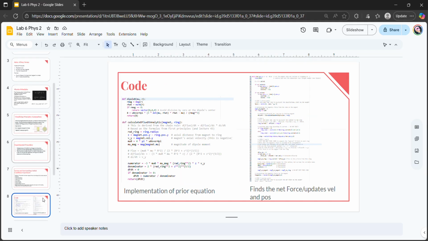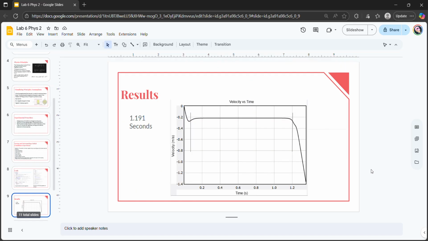Here's the code. These two sections here are all about the implementation of this bottom equation, and then this one is just going to be finding the net force, and it's going to update the velocity and the positions according to that net force. And the results show that after it enters the tube, it has zero velocity, and then after it exits the tube, it regains some velocity.